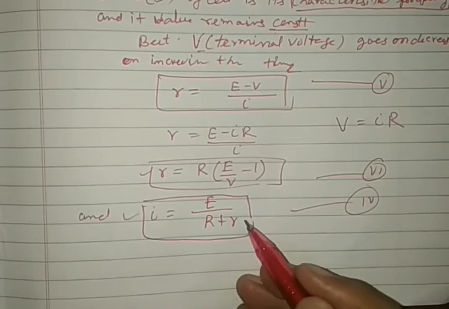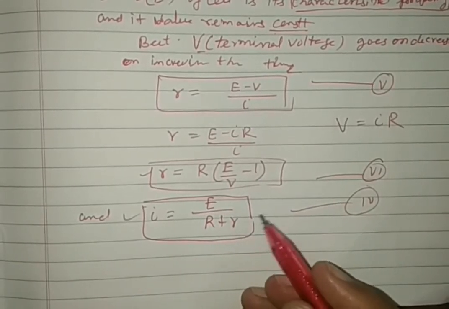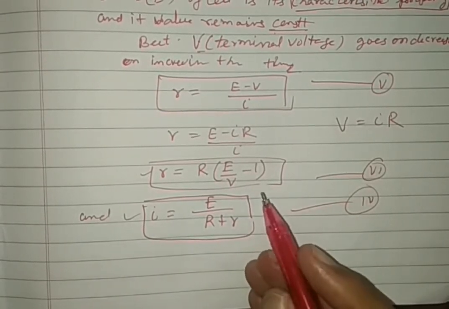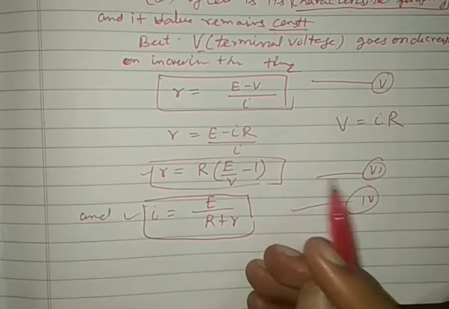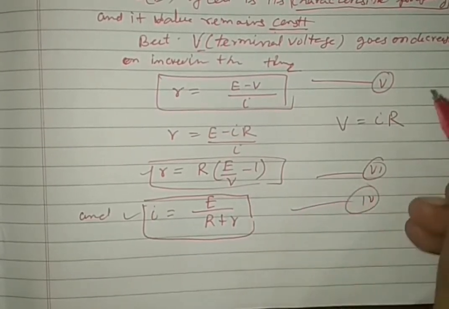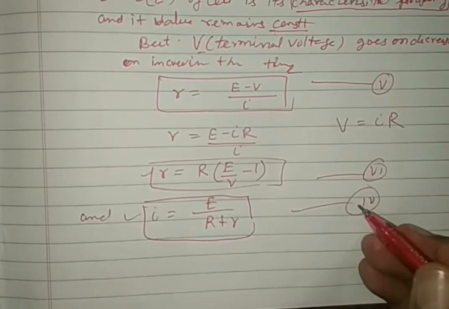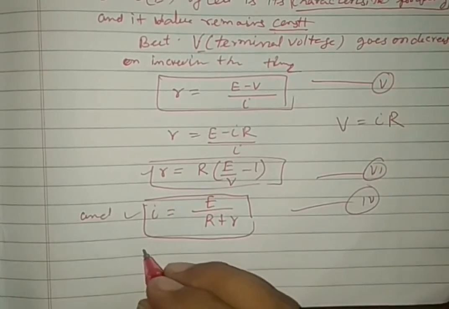So the main important thing to understand here is the difference between EMF and terminal voltage. Terminal voltage is always less than EMF. Terminal voltage is not constant, it is variable. EMF is a constant and characteristic property. What is a back EMF? Energy invested to maintain the current within the cell. So these are the factors required to understand.